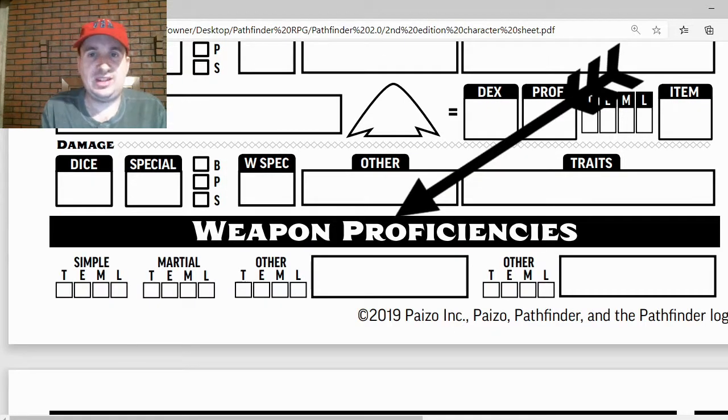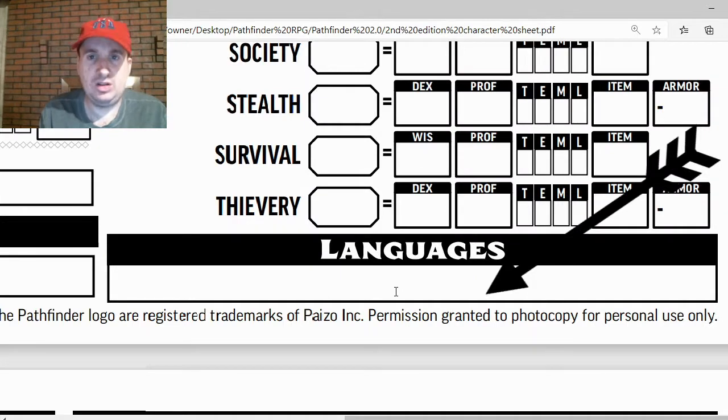The weapon proficiency section is a good place to put down what proficiency level you are in each type of weapon. There are 3 different categories of weapons: simple, martial, and advanced. All classes are at least trained in simple weapons. Some classes are trained in martial weapons. You normally have to either be high level or take a feat to use advanced weapons. The languages section is where you put all the languages that your character knows how to speak.